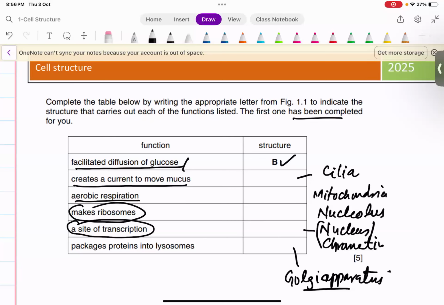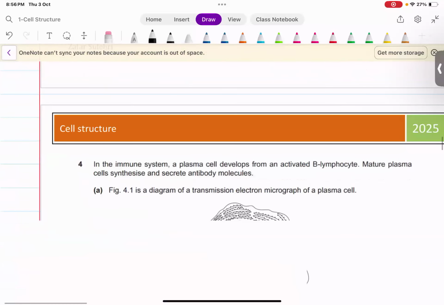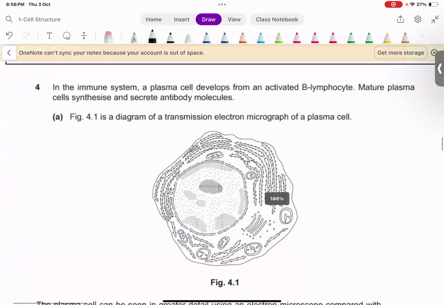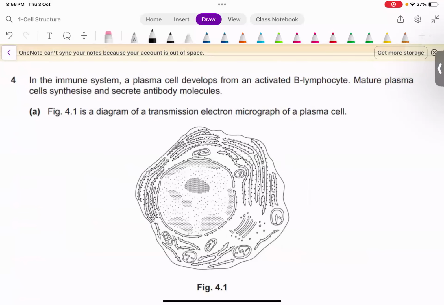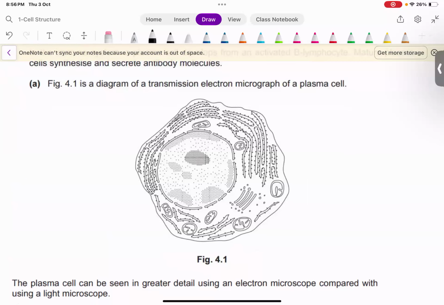So that's about this animal cell, the different roles of the different structures and identification of the different structures. So let's see, we have another animal cell. In the immune system, a plasma cell develops from an activated B lymphocyte. Mature plasma cells synthesize and secrete antibodies. Figure 4.1 is a diagram of a transmission electron micrograph of a plasma cell.